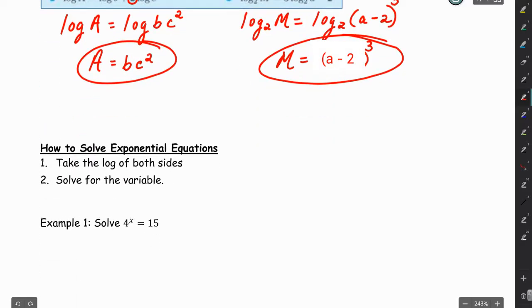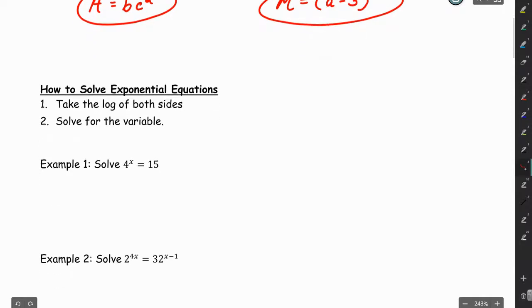All right, so how to solve exponential equations. We're going to take the log of both sides, and then we're going to solve for the variable, right? Because mostly the whole point of logarithms is if we have a variable as an exponent, using a log, we're able to bring that variable down and solve for the variable.